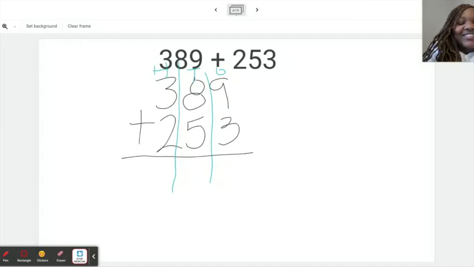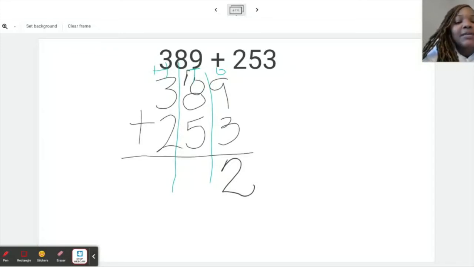So let's go ahead and solve this together, guys. On our ones column, we have 9 plus 3. Who can tell me what is 9 plus 3? Yes, our answer is 12. So you're going to go ahead and write that 2 down here in the ones column. And where does that 1 go? Where do we put that 1 from 12? Yes, we carried over to our 10s. So make sure you carried your 1 over to your 10s.